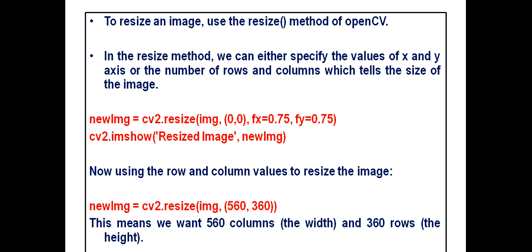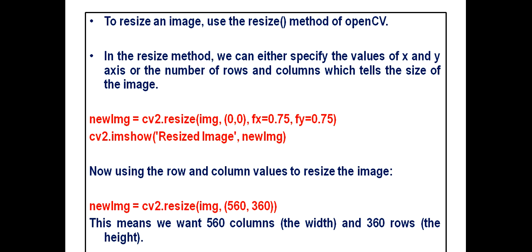So that is the first one: new image equals cv2.resize(image, (0, 0), fx=0.75, fy=0.75). You don't need to say that our origin has the value 0 and 0 for the x-axis and y-axis. That's it. Then we can also specify the row and column values directly to resize the image in this resize function.